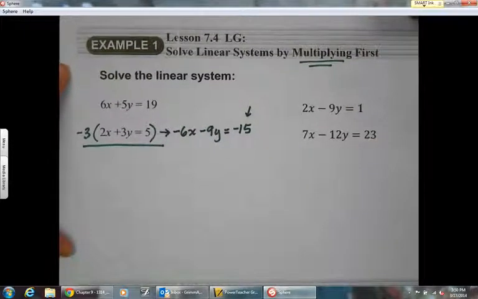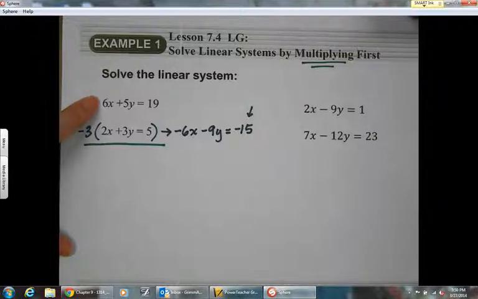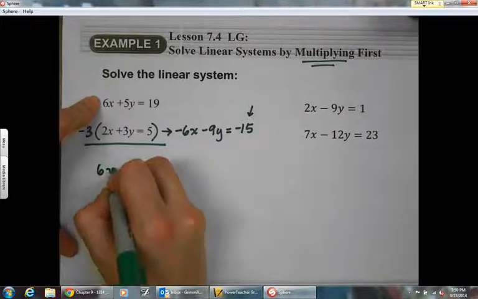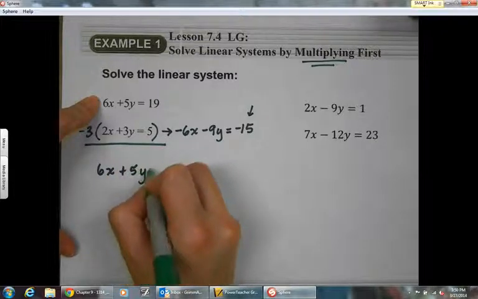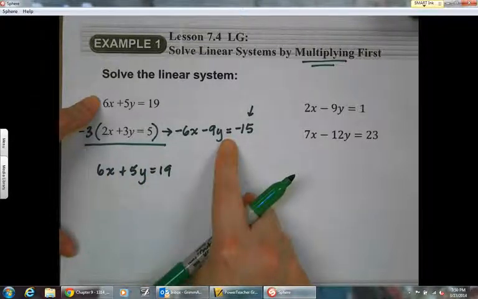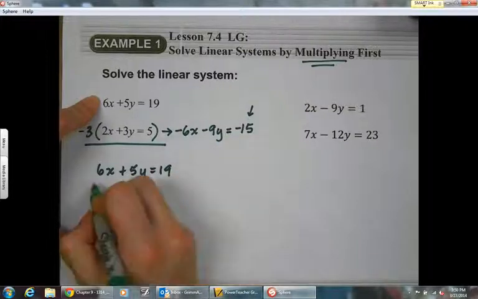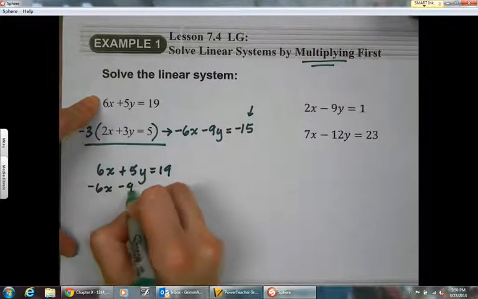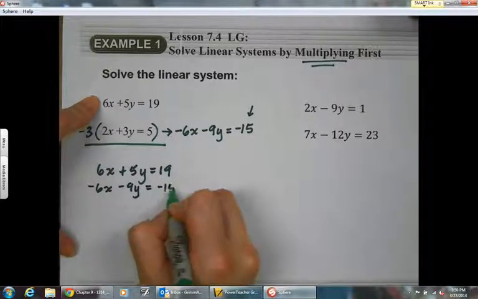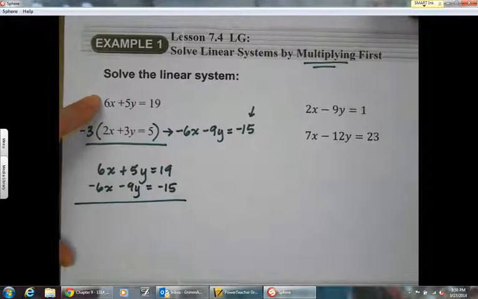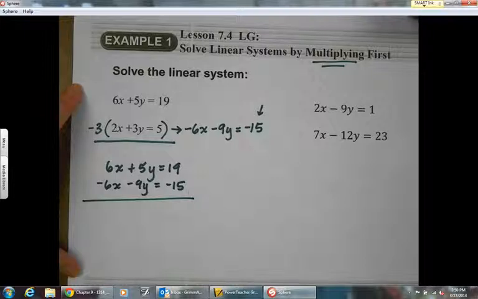I'm going to take this first equation here, and I'm going to write it right down here. So 6x plus 5y equals 19. And right below it, I'm going to put my new equation right below it. So negative 6x minus 9y equals negative 15. Now I can use elimination, and I can add these two together.